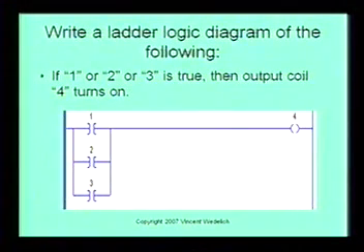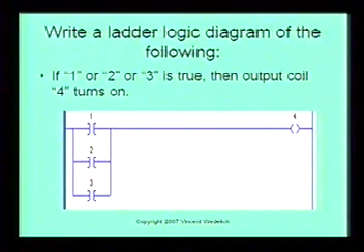Okay, the first problem was somewhat easy. It was: write a ladder logic diagram of the following. If 1 or 2 or 3 is true, then output coil 4 turns on. And that's exactly the kind of words that somebody will tell you. They'll say, if this pump turns on or this valve opens, then start this motor or whatever. So when you listen to them, they're telling you the logic gates.